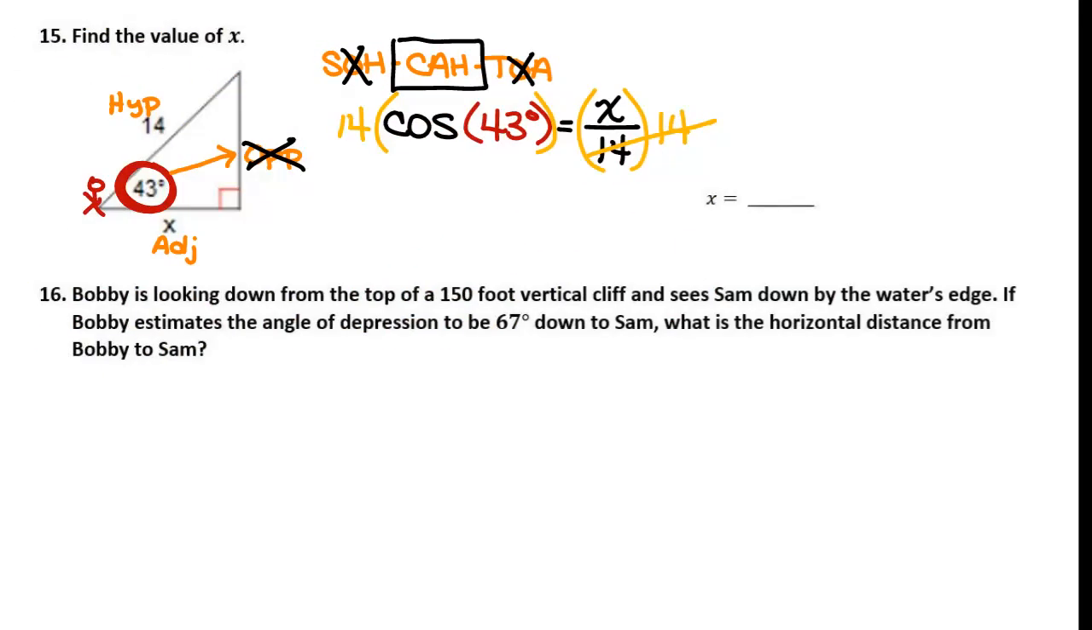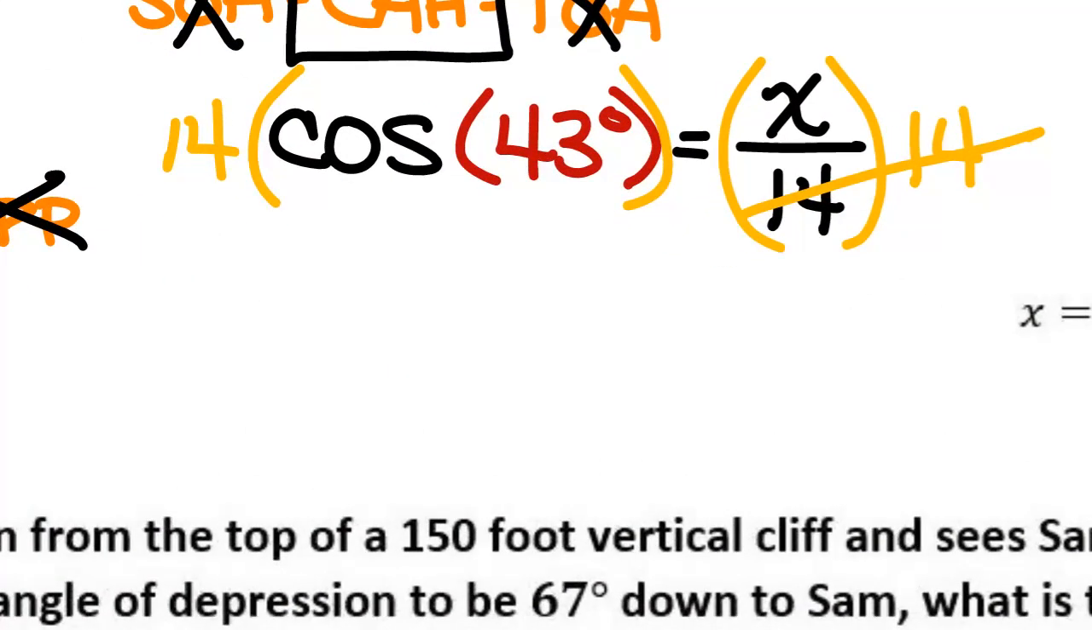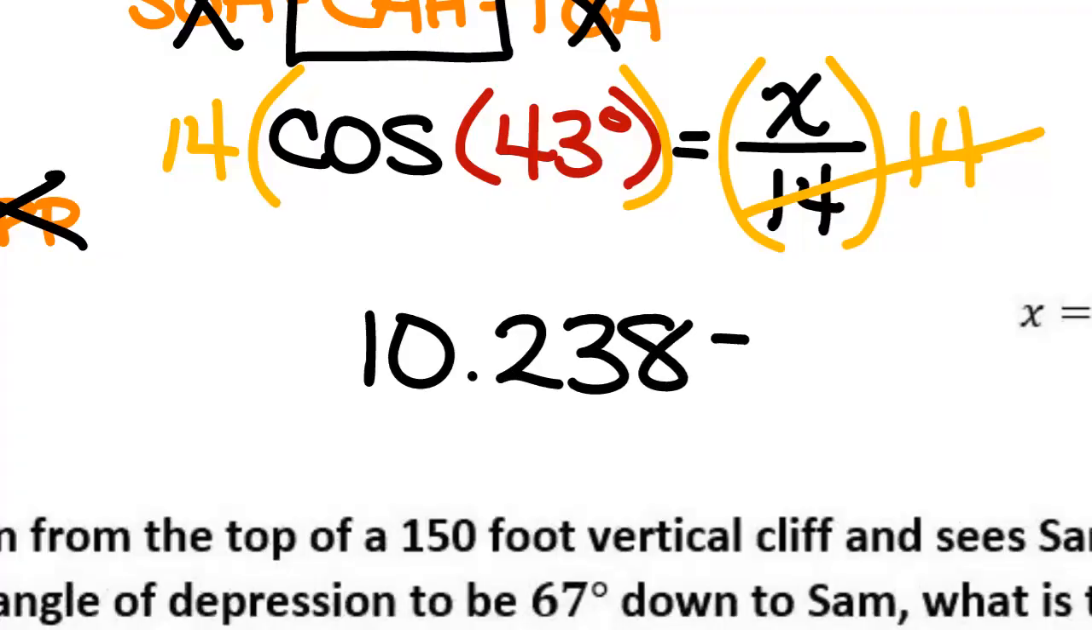Make sure that whatever calculator you are using is in degrees mode. Cell phone calculators are typically not in degrees mode. The yellow calculators should all be in degrees mode. If you have any question about what mode it's in, you are always welcome to ask me, and I can make sure that the calculator is in the right mode for you. So when we do 14 times the cosine of 43 degrees, what do we get? 10.238.